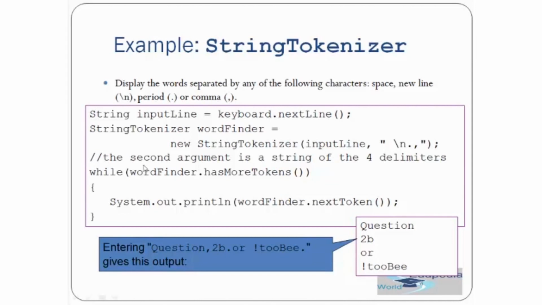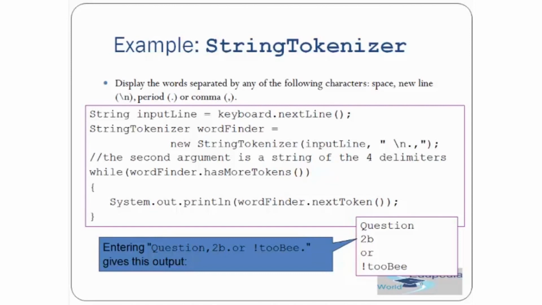After that, we are creating an object of StringTokenizer, and the name is wordFinder. This is just a name given. In that, we have to pass two things. First of all, the line that we want to separate through the StringTokenizer, and then all the delimiters. So we have specified a space, then the newline, then dot and comma. So we have specified all four. So the second argument is a string of four delimiters. If any of these occurs, it has to separate those words.